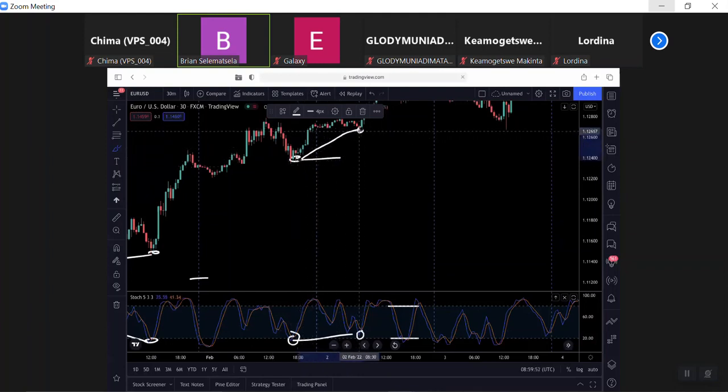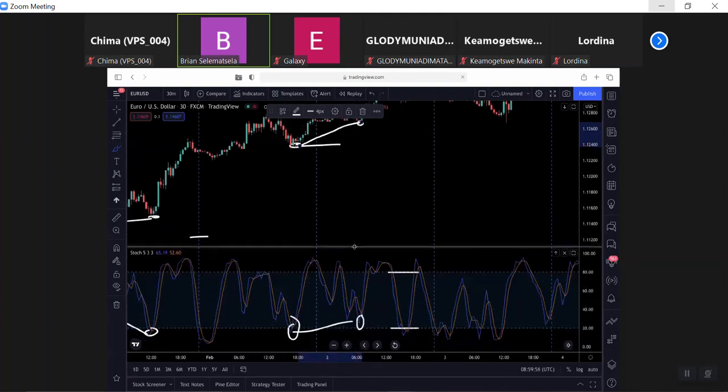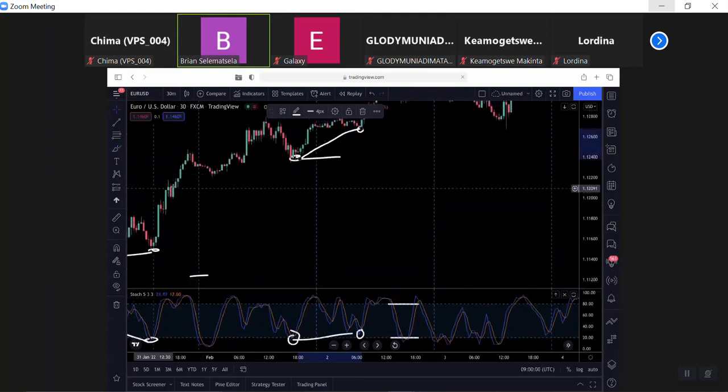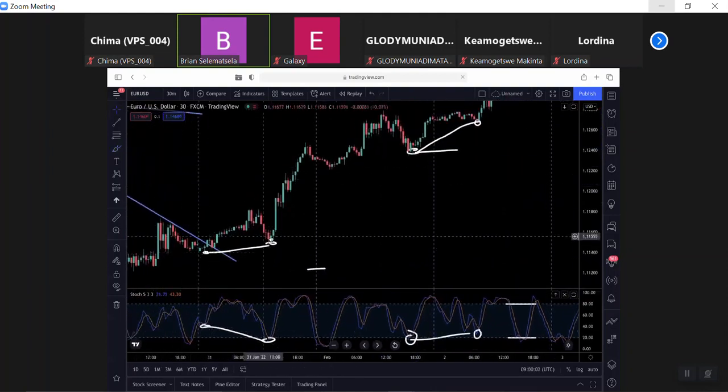From this point to that point, the market was going up. From this point to that point, the market was also going up. But when you find a situation like this, from this point to that point, the market is going up. From this point to that point, the market is going down. That's what we call divergence, which is the total opposite of whatever is happening between the market and the stochastic.